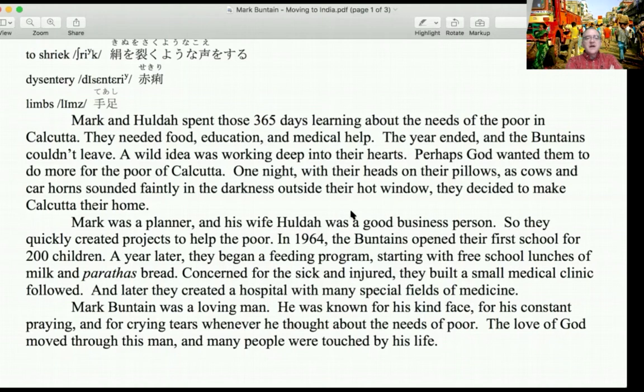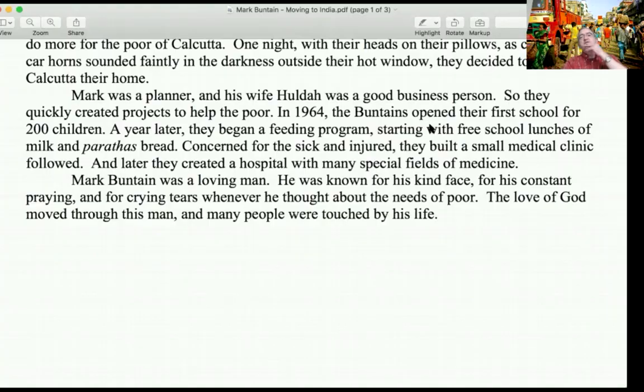Mark Buntain was a loving man. He was known for his kind face, for his constant praying, and for crying tears whenever he thought about the needs of the poor. The love of God moved through this man, and many people were touched by his life. And so this is a true story about Mark Buntain and how he began. I have seen things about him on video, and I have read a novel about his life. A very famous and very amazing man who shared his life with many people.